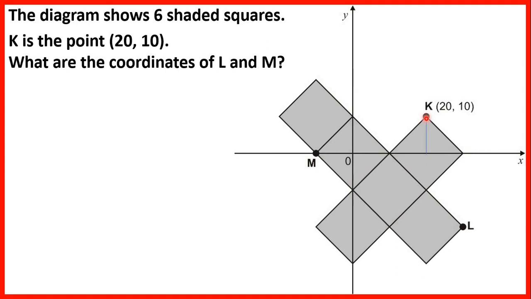So we know that K is (20, 10), and with coordinates, the first coordinate is always the x coordinate. So if we go down, we have an x coordinate of 20 at this point here. Now the x coordinate where the axes cross will be 0. So if we know that this point is 20, that means this point here will be 10, and this point here will be an extra 10, so that will be 30.